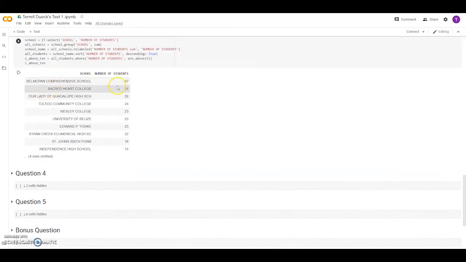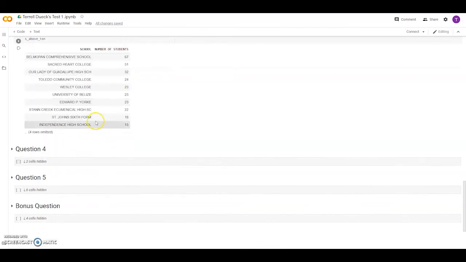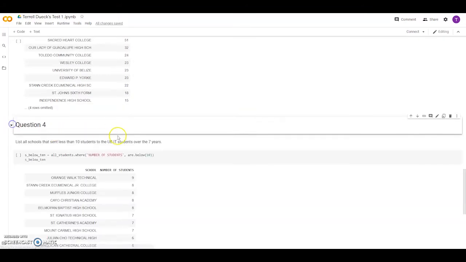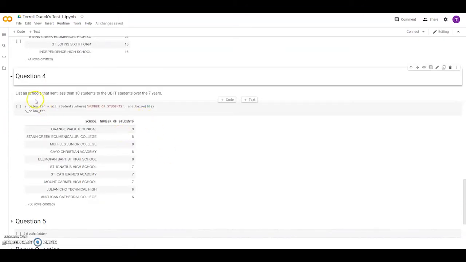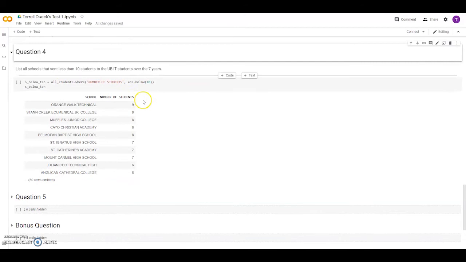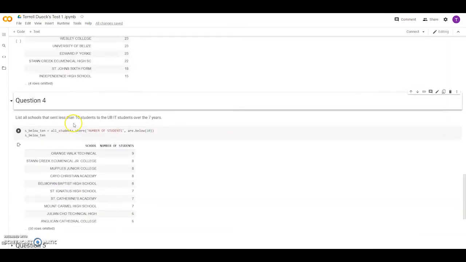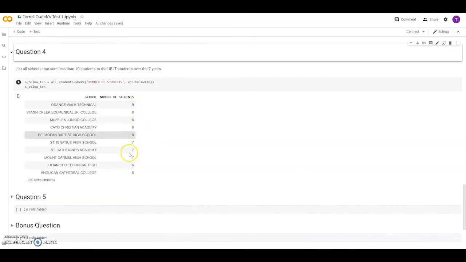So here is what I got. I got Mount Palmwood Comprehensive School with 67 students, while Independence High School got 15, and I also have 4 other rows omitted that also have 10 or more students. Now in question 4, it says to list all the schools that sent less than 10 students to the UBIT program over the 7 years. So what I did is I reused a similar coding that I got from question 3, and then asked the where function for below 10. So it gave me 9, which gave me most of these, plus 50 more.